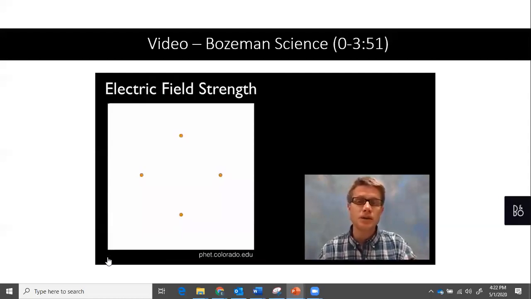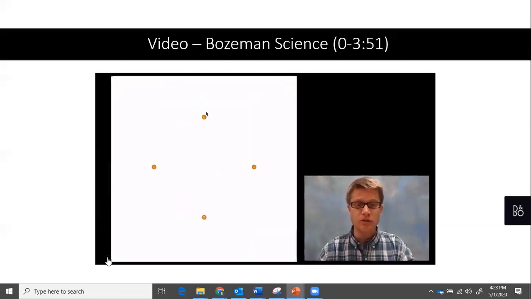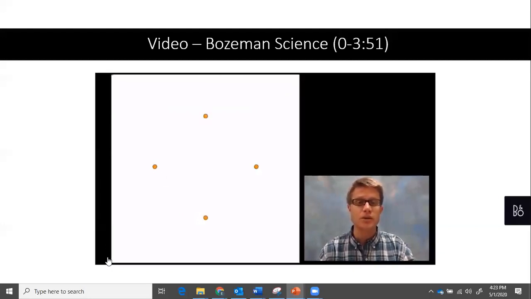And so now I'm going to use a PhET simulation to look at how the amount of charge affects the electric field strength. And we're going to use these electric field strength testers around the outside, and I'm just going to place charges right there in the middle. It's a PhET simulation. I'd encourage you to play around with it. I'll put a link down below.